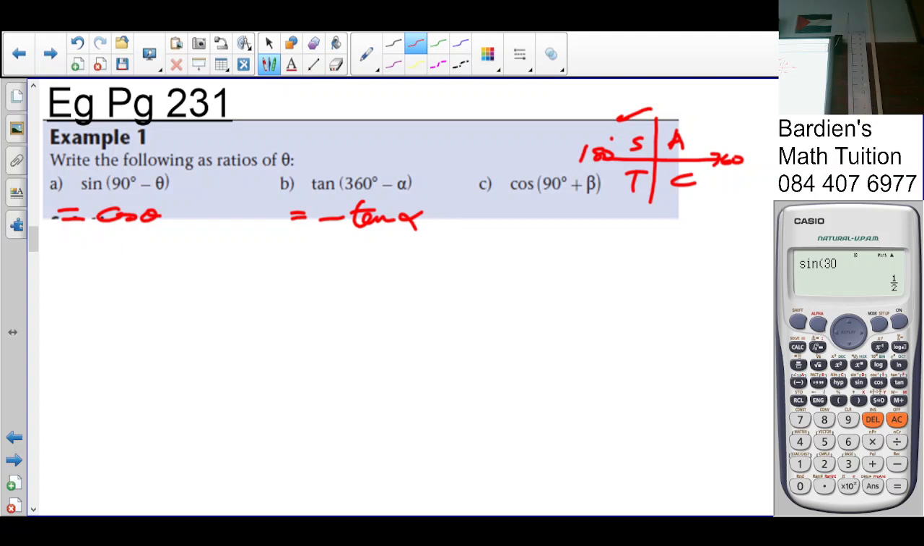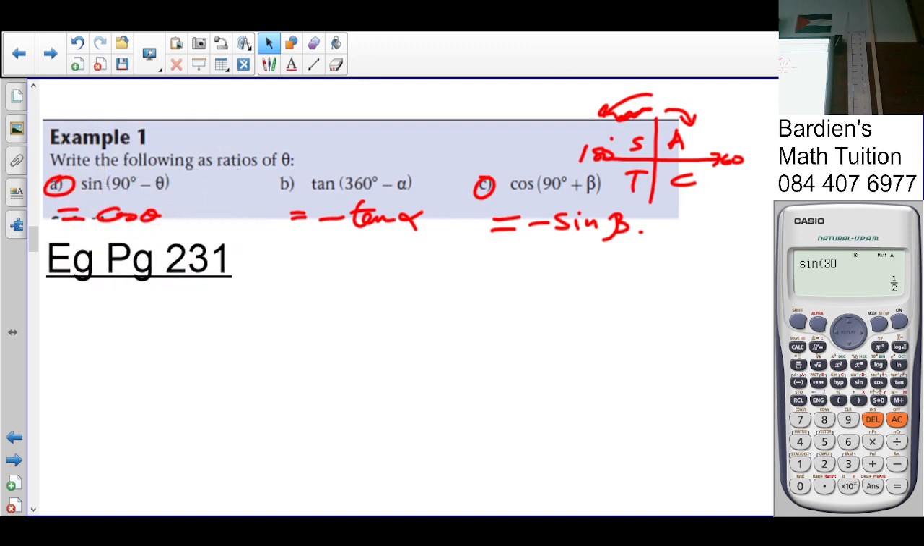Not so? The next one, cos of 90 plus beta. Which quadrant is that in? This was actually 90 minus, no? It was that one. But for this, 90 plus, quadrant 2, is cos positive or negative? Negative. What does it change to? Sine. Any confusion there? Not yet.